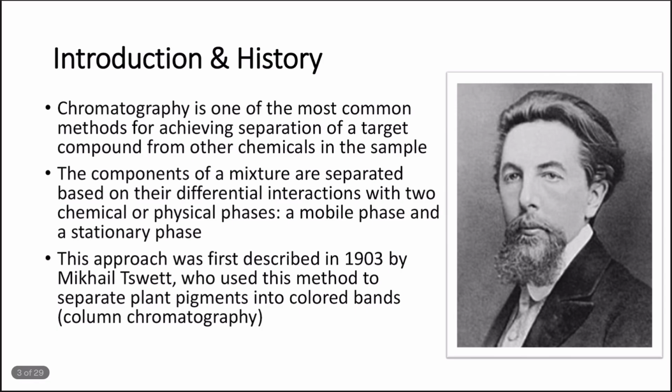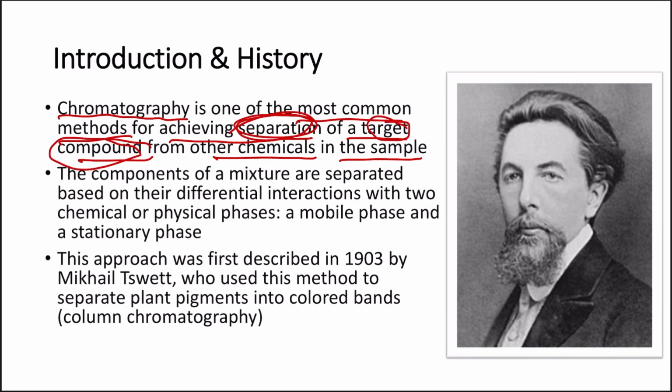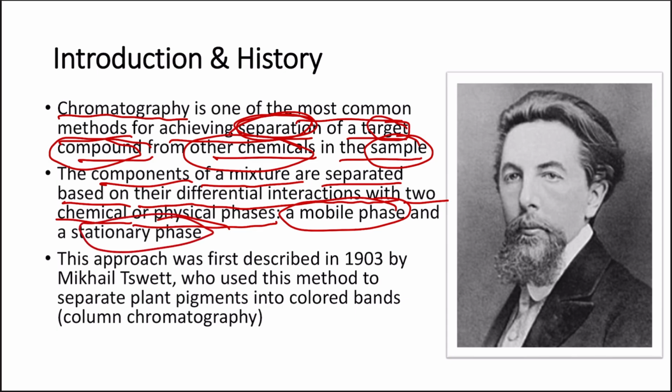Coming to the introduction and history, chromatography is one of the most common methods for achieving the separation of a target compound from other chemicals in the sample. It helps us achieve the separation of a target compound, that is the desired compound which we are looking for, from other chemicals in a mixture, that is in a sample. The components of a mixture are separated based on their differential interactions with the two chemical or physical phases involved in chromatography, that is the mobile phase and the stationary phase. I will be discussing the mobile phase and the stationary phase in the upcoming slides.